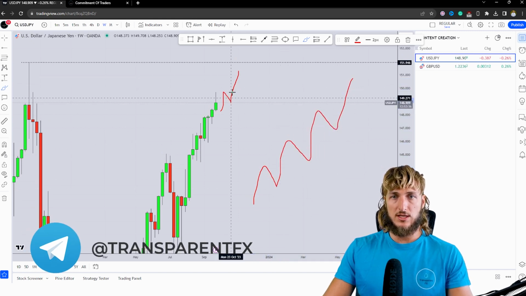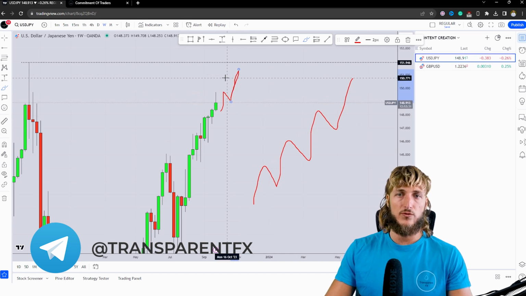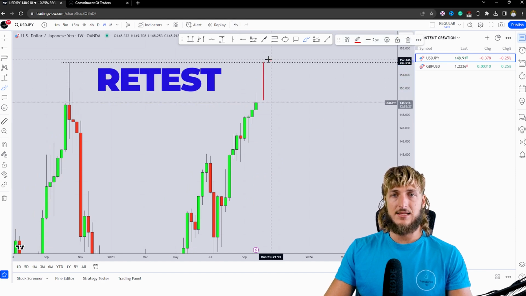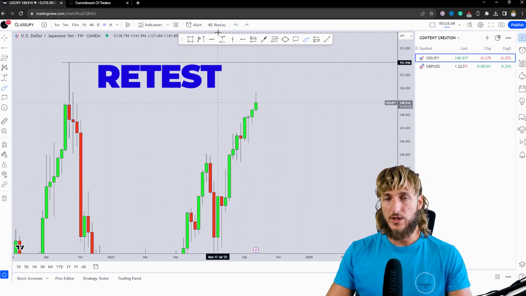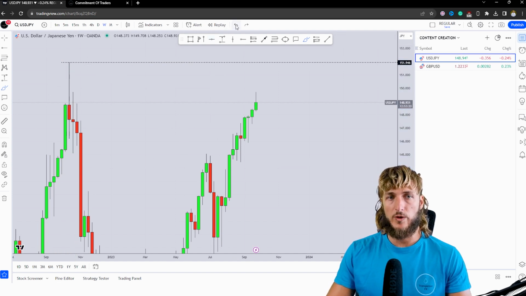So in a situation like this, we could expect a potential rejection to the upside and for the market to fill in the wick that we see here on the weekly time frame to go and test the high that we have here on the monthly time frame from which all this move to the downside was created.